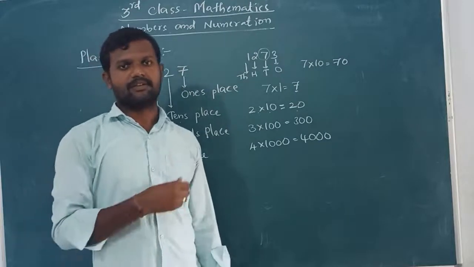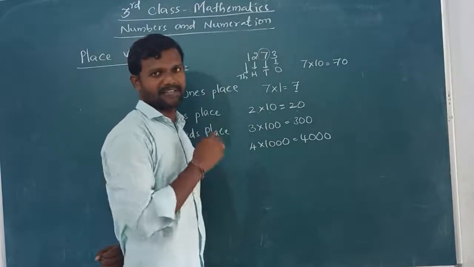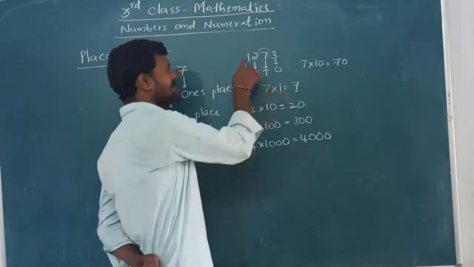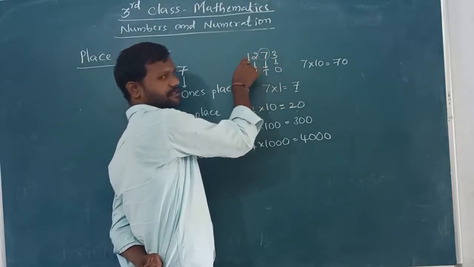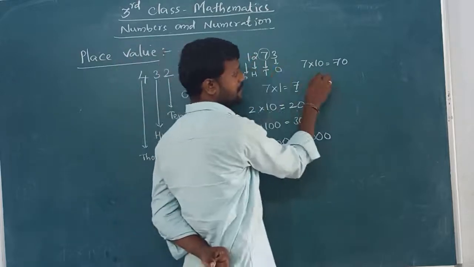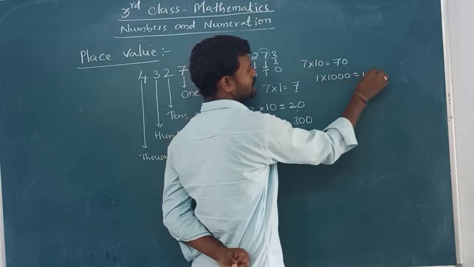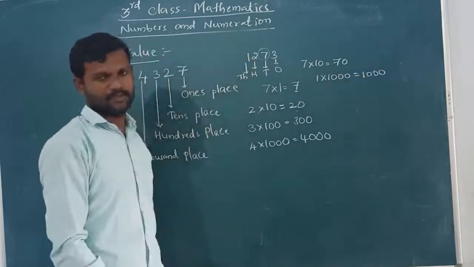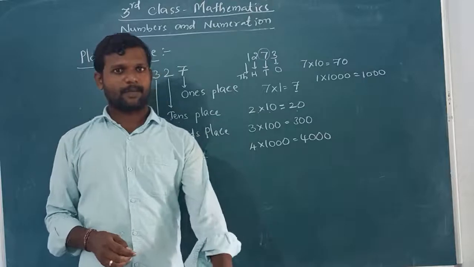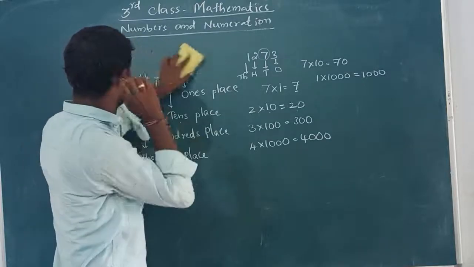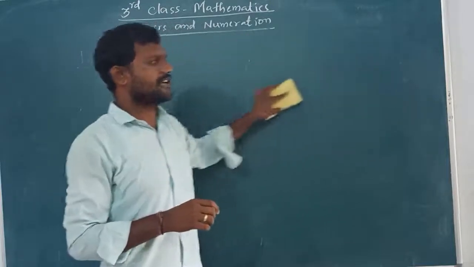Okay. Like this, you can write the place value of any number. For example, what is the place value of 1 here? 1 is in which place? Ones, tens, hundreds, thousands. 1 is in thousands place. That's why the place value is 1 into 1000, which is 1000. Like this you can write the place values. By the place values we can solve the second exercise problems. So learn the place values perfectly.